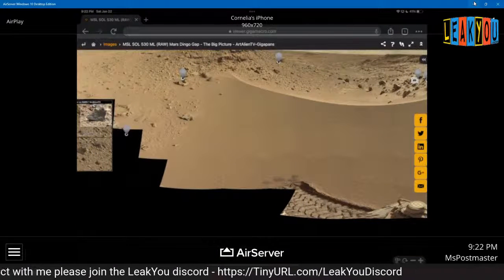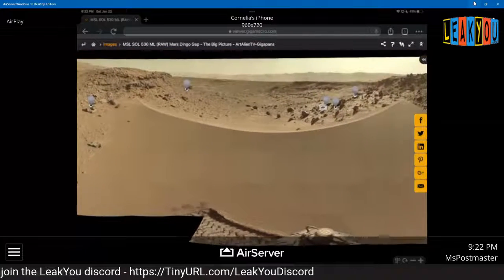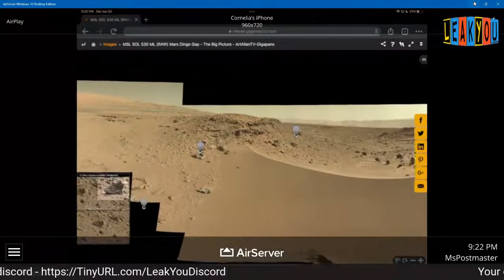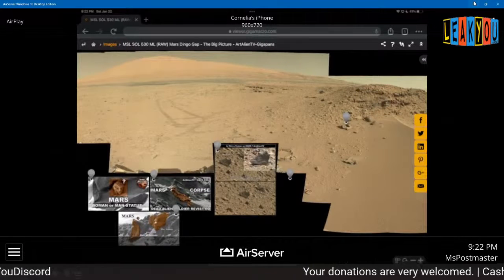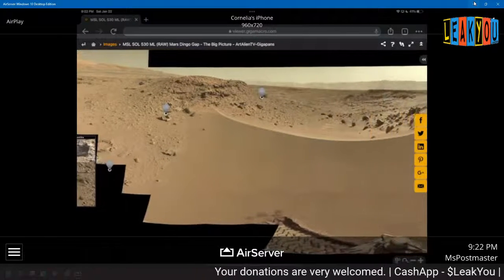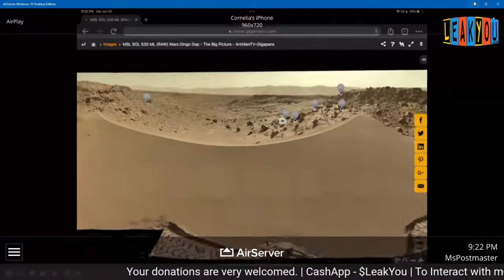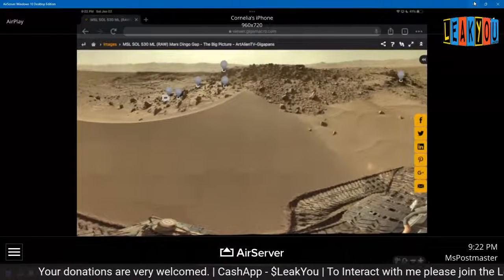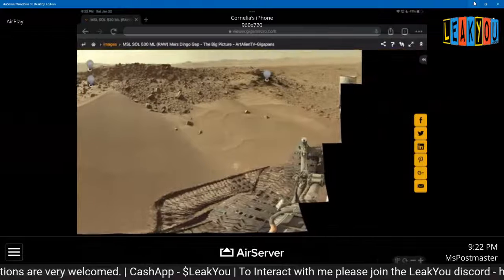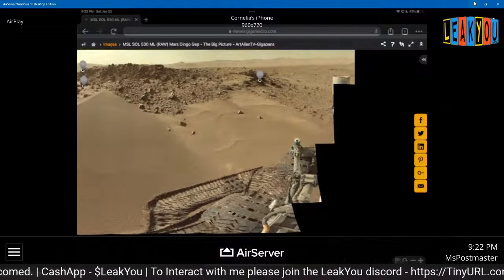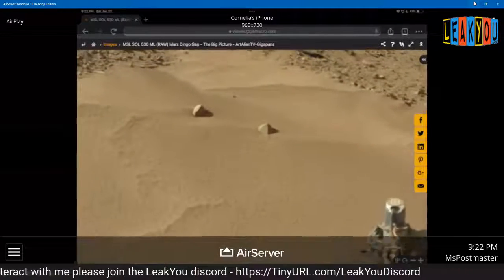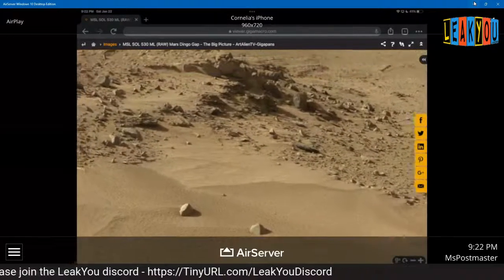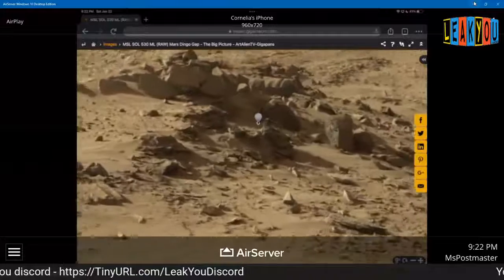You are looking at an absolute photoshopped job of an area called Dingo Gap, okay? I don't care what statues are in this, okay? But this is heavily edited. Heavily, heavily edited. I can't even begin to tell you how heavily edited this area is.